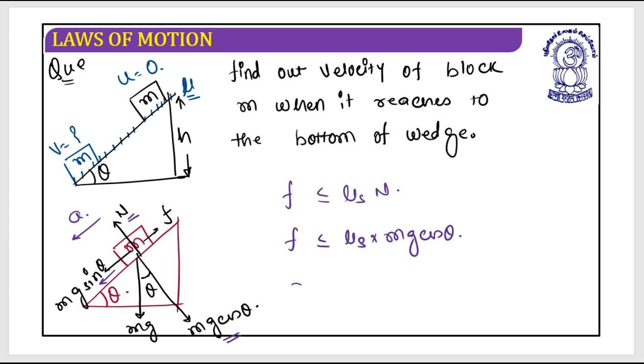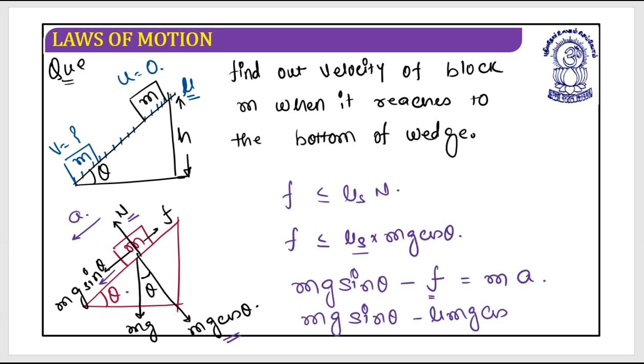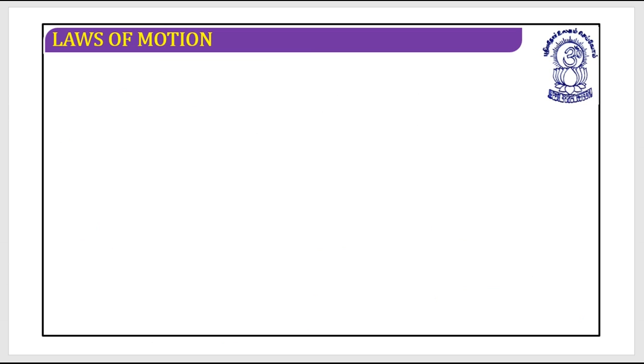So what I understand is mg sin theta minus friction should be equal to mass times acceleration, and friction is given as mu s into mg cos theta. So the situation is mg sin theta minus mu mg cos theta should be equal to mass times acceleration. Are you clear with this? So mg sin theta minus mu mg cos theta should be equal to m into a.